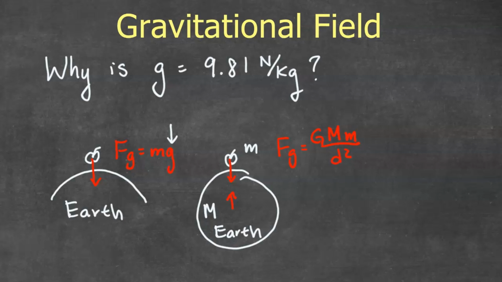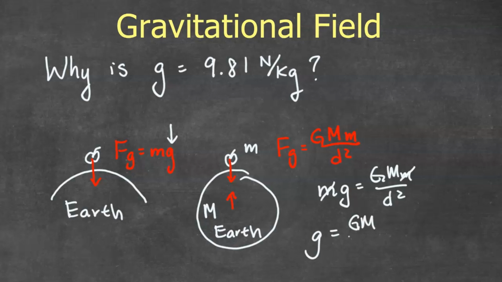Now, if we set these equal to each other, which we can because both of these equations are calculating the gravitational force, we notice that the mass of the apple gets canceled out. And we get something interesting. We get that little g, which is the gravitational field strength, is equal to big G times the mass of the planet, which is Earth, divided by d squared. And this is the equation for gravitational field strength on a planet.